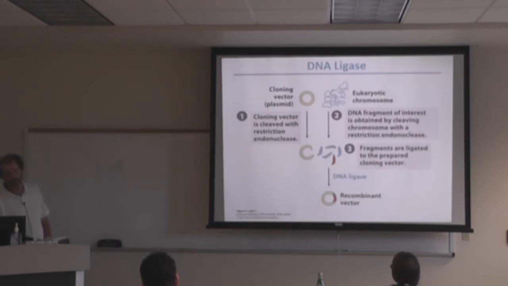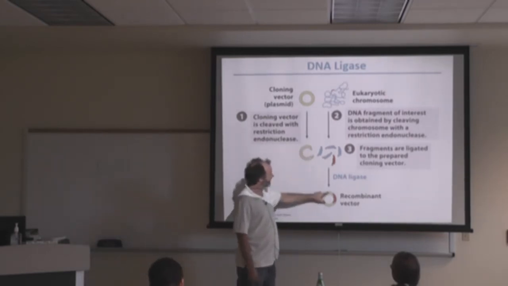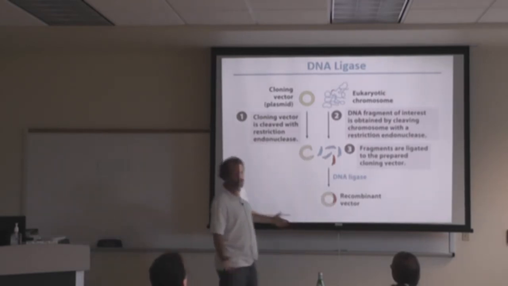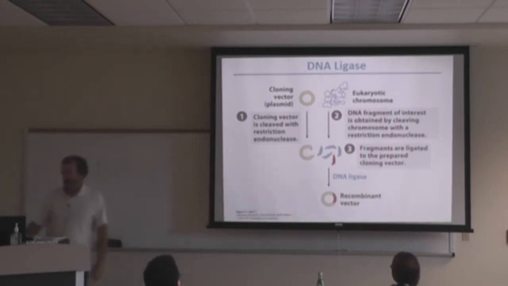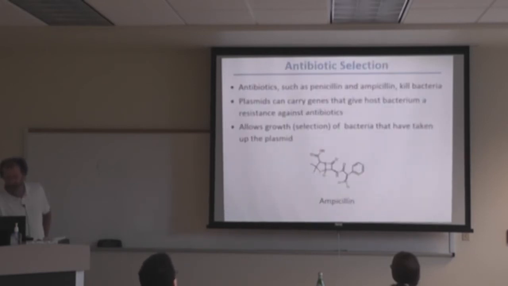So, this just shows you how you're going to insert fragments of the eukaryotic chromosome into a plasmid, and then DNA ligase will make that one whole molecule. And another one showing you the same thing. This is how they inserted the polylinker into that.